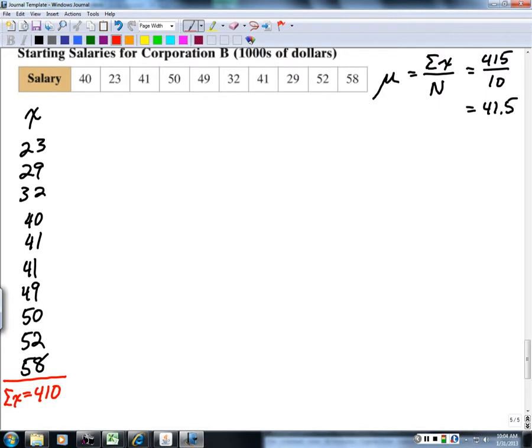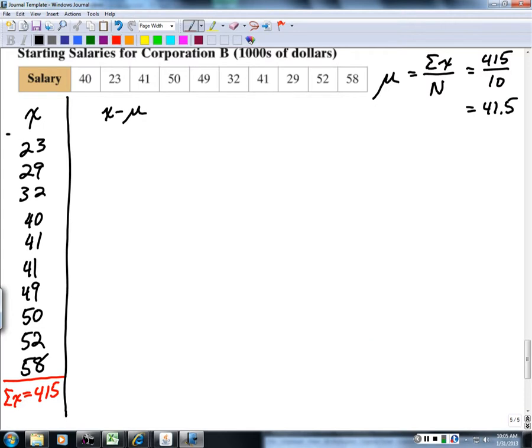Now let's go ahead and find the deviation. The deviation is the x minus mu. So for this first one, I don't know. Is it 415? I wrote 415 up there. Yeah, it's 415. Why did I write 410 there? I have no idea. Let's fix that, shall we? There we go. So we have 41.5 is my mean.